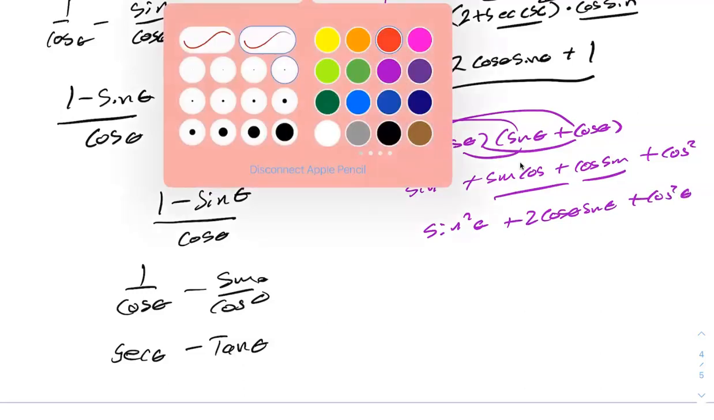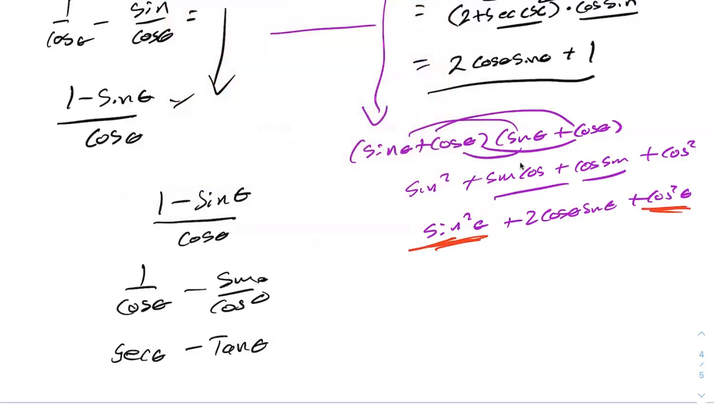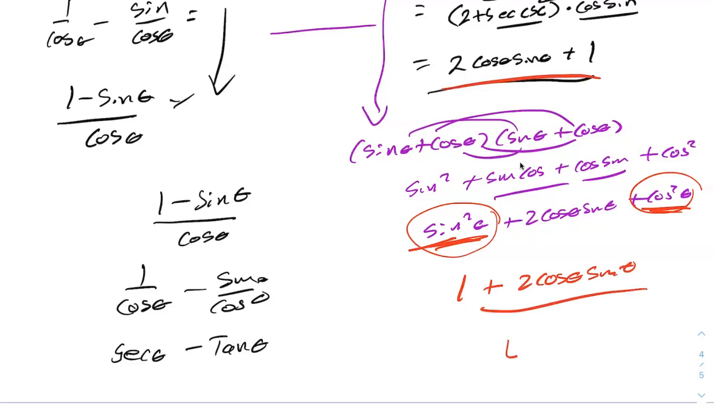Well, hopefully you notice that there's a sine squared plus cosine squared. And that's the main trig identity. Sine squared plus cosine squared is 1. So you actually just get 1 plus 2 cosine theta sine theta. And that matches that. And there you go. And that's the worksheet.